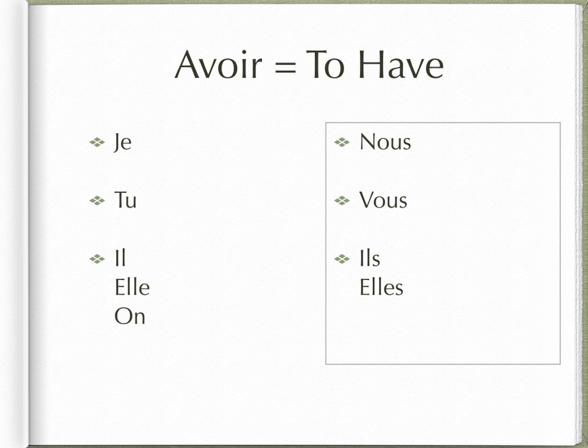When we start to conjugate, normally we'll follow a set pattern based on what the infinitive is. However, avoir is irregular, meaning that there's no pattern. You simply have to remember 6 conjugations.